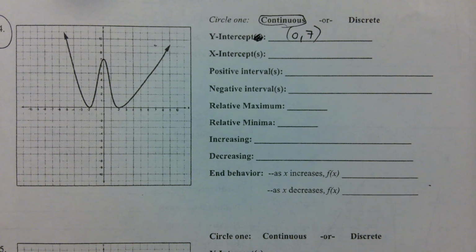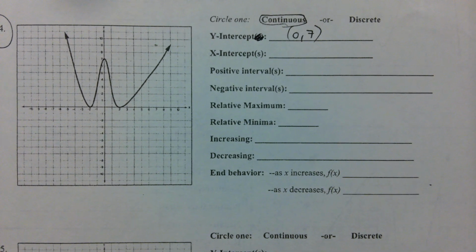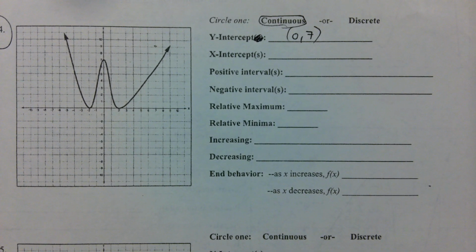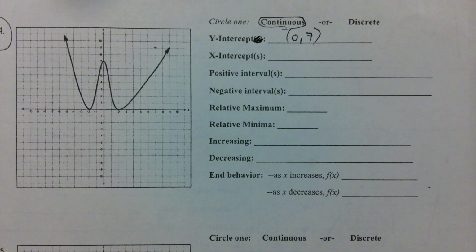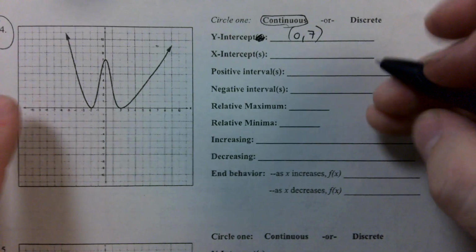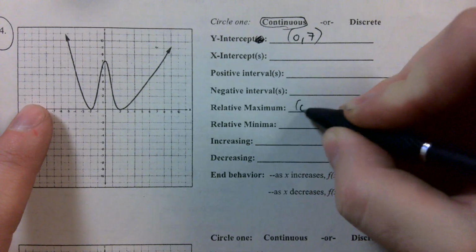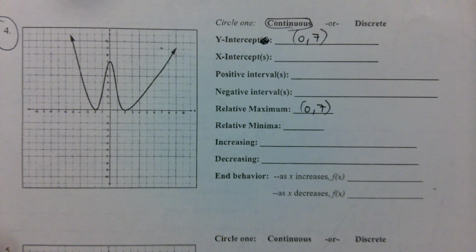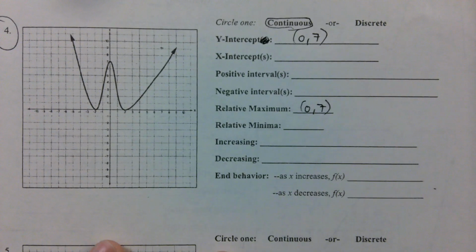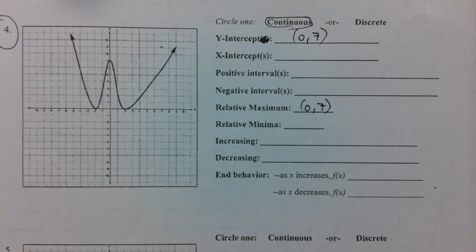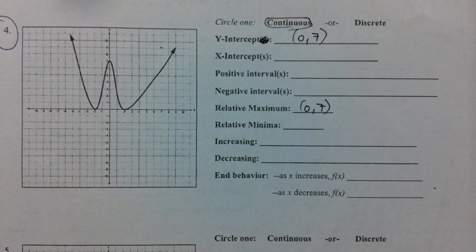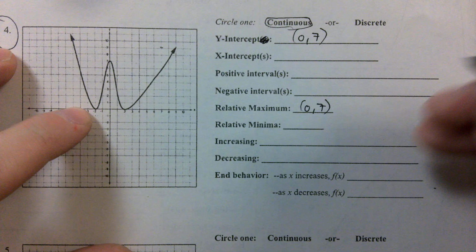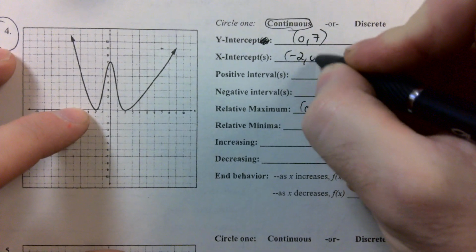All right? What else is that point? It's my y-intercept, but what else is it? Maximum. My relative maximum at 0, 7. All right? Where does this line cross the x-axis? 2 places. Negative 2, 0, and 2, 0.